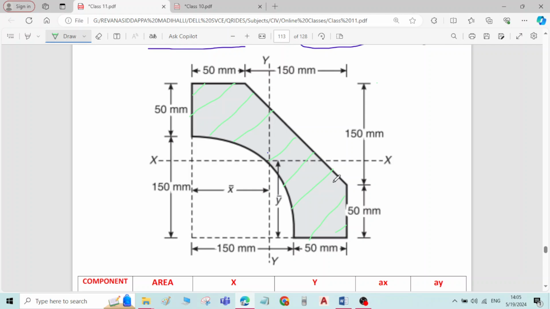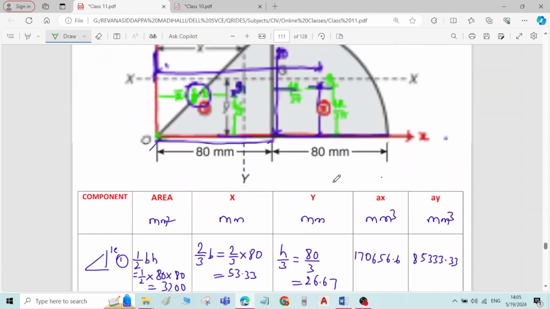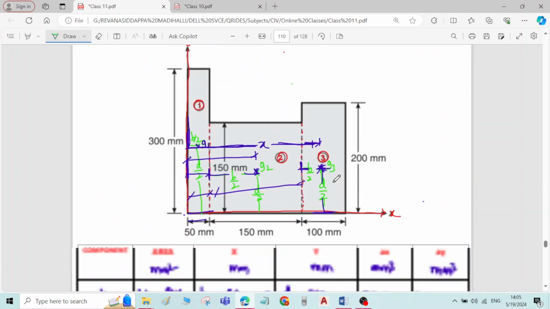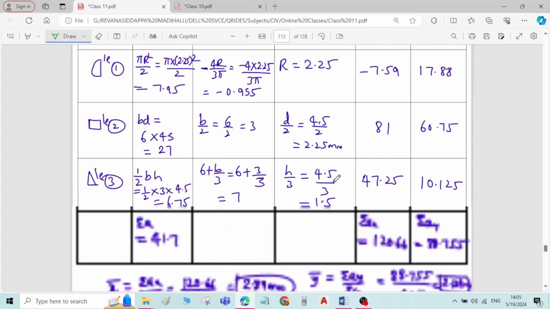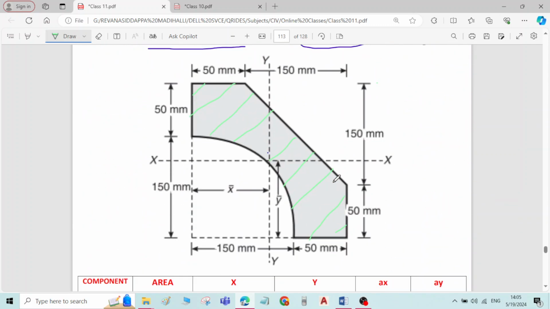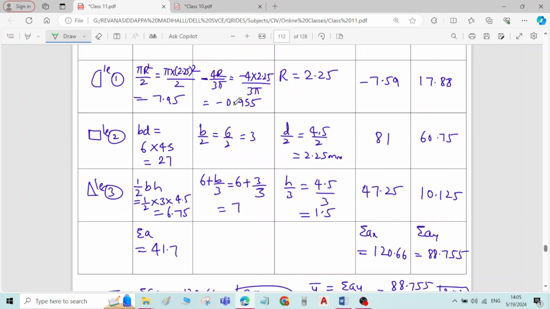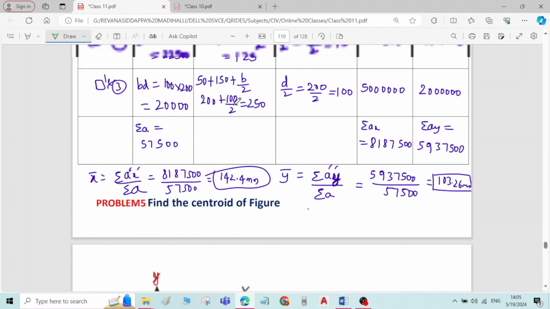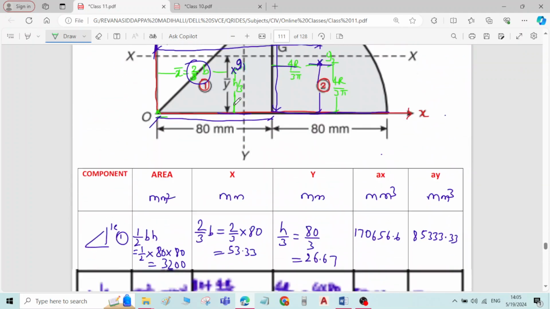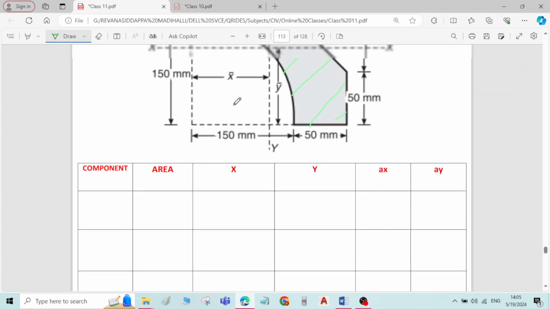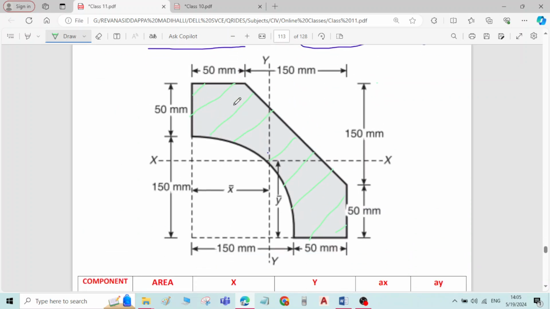To find the centroid of the shaded portion, whatever the procedure we have followed for all the previous problems, we have to follow the same procedure. But while finding the area, we have to find the area of only the shaded portion. That is the difference that we have to make in this calculation. Now the question comes, how to find the area of the shaded portion alone?